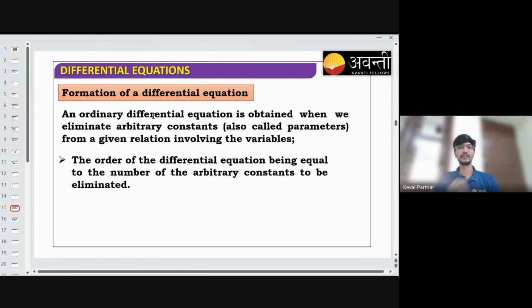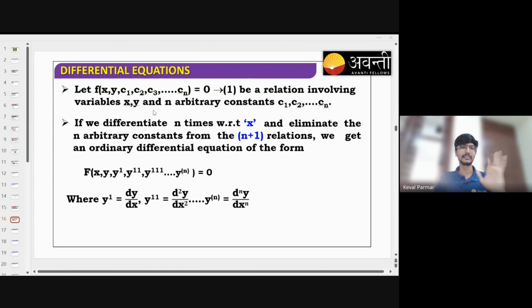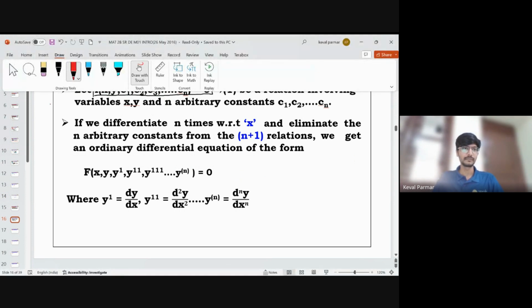For example, see here, you can read this. An ordinary differential equation is obtained when we eliminate arbitrary constants from a given relation involving variables. That means we have to eliminate the arbitrary constants. How to eliminate arbitrary constants? By differentiating. That being said, suppose this is in general. Okay, please pay very careful attention. Suppose this is an equation given to me, F of two variables. Which 2 variables are there?